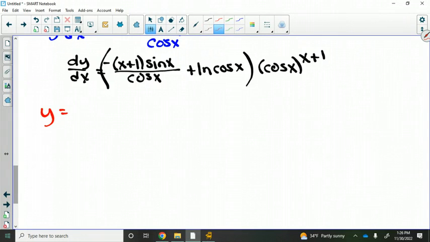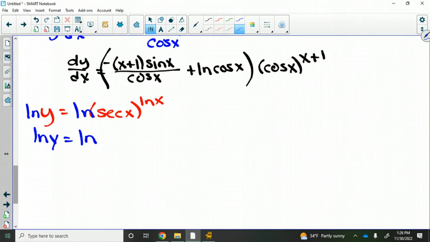Y equals the secant of x to the natural log of x. Okay, this is gonna get complicated fast. So do we still need to put a natural log in? Is there still a variable in the power? Yes. So we have to put a natural log in there, which means we bring down the power and there is just a whole bunch of natural log stuff going on there.